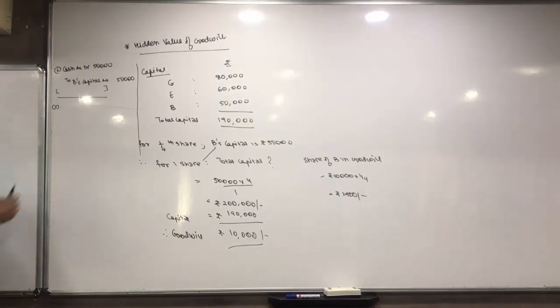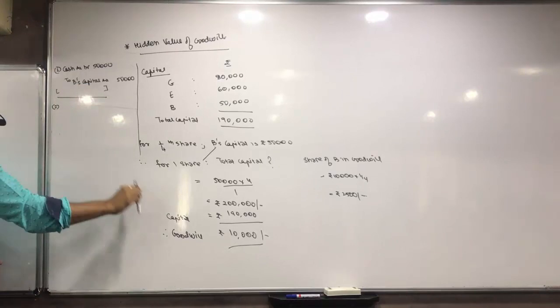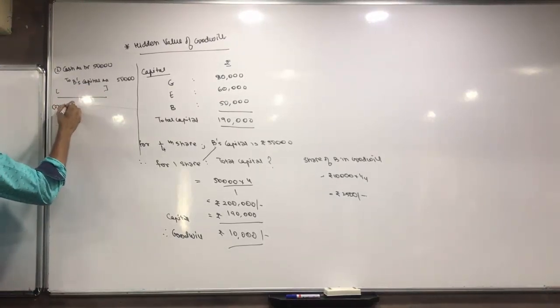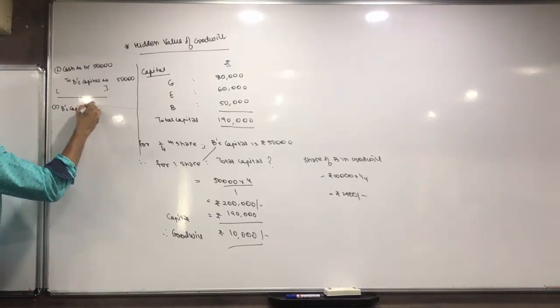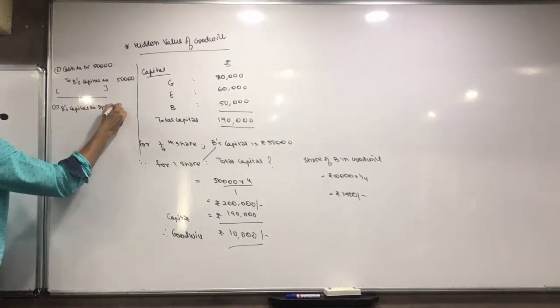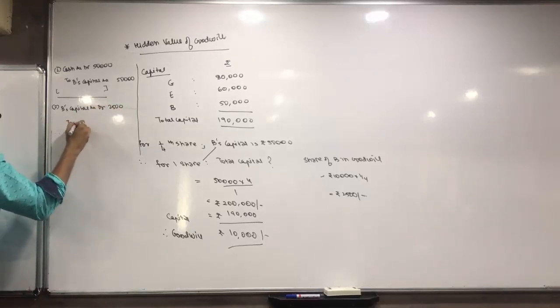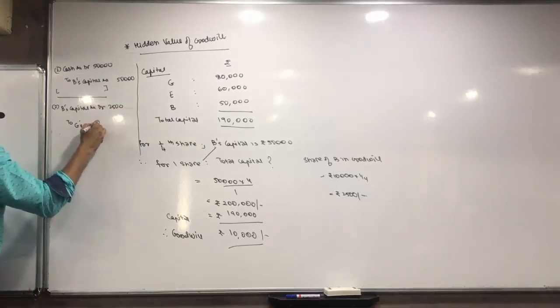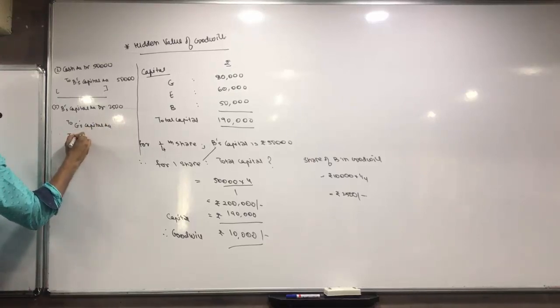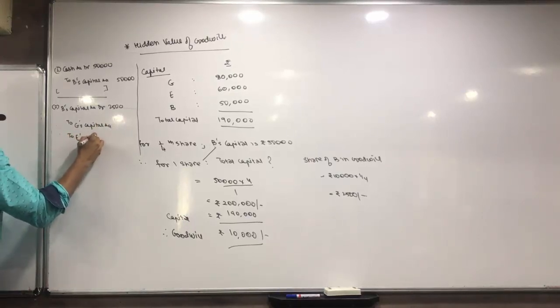Now, capital तो लेके आया, but is he bringing anything for goodwill? So we have to debit him. B's capital account debit 2,500 to G's capital account and to E's capital account.